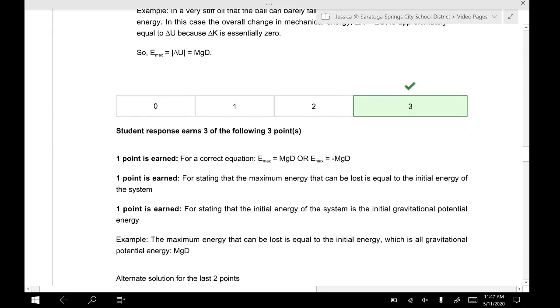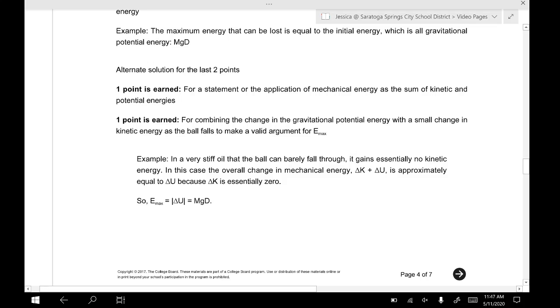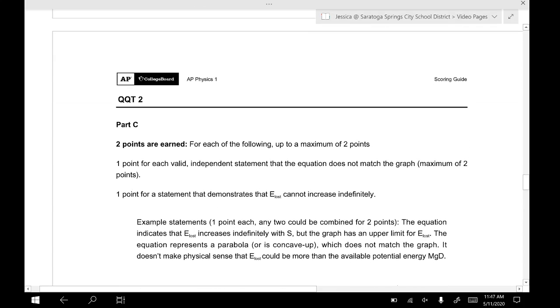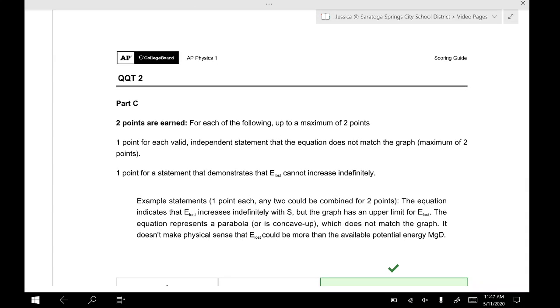All right. Question C. So I get 1 point for a statement that the equation does not match the graph. Yep. And 1 point that it demonstrates that E loss cannot increase indefinitely. I said that as well. So their example statement is, the equation indicates that E lost increases indefinitely with S, but the graph has an upper limit. The equation represents a parabola, which doesn't match the graph. It doesn't make physical sense that E loss could be more than the available potential energy.